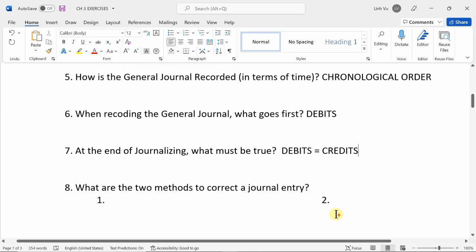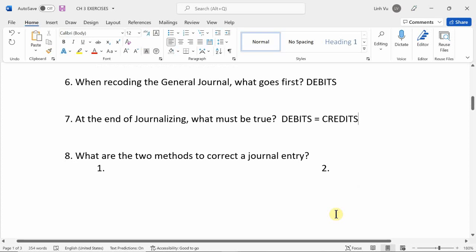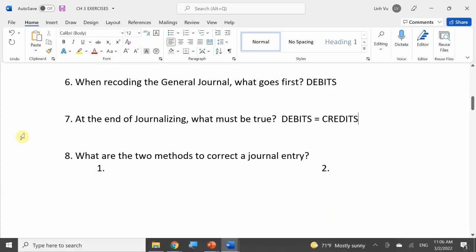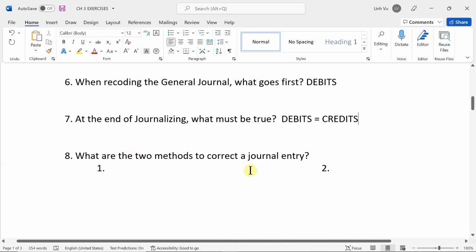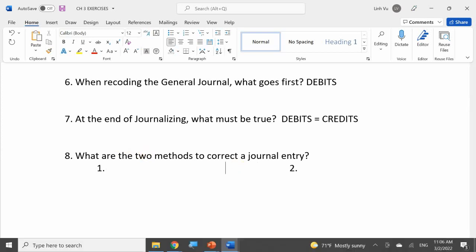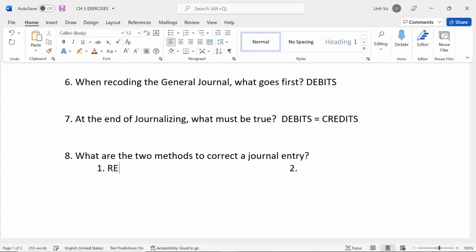Okay. All right, number 8, what are the 2 methods of correcting journal entries? Reverse and reentry. Reverse and reentry, and what's the second one? Error cancellation. Good.